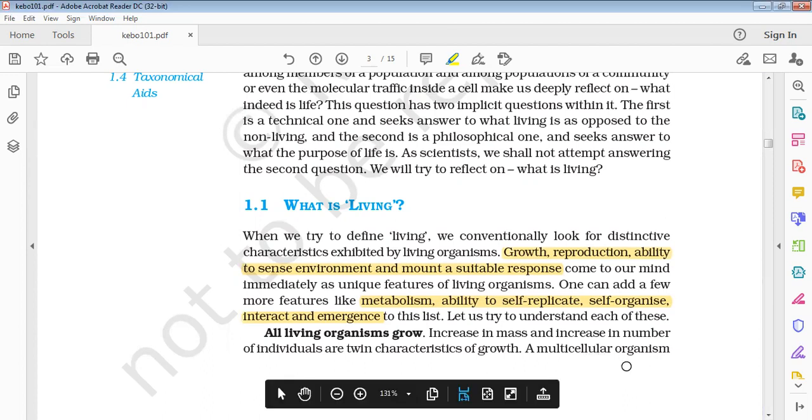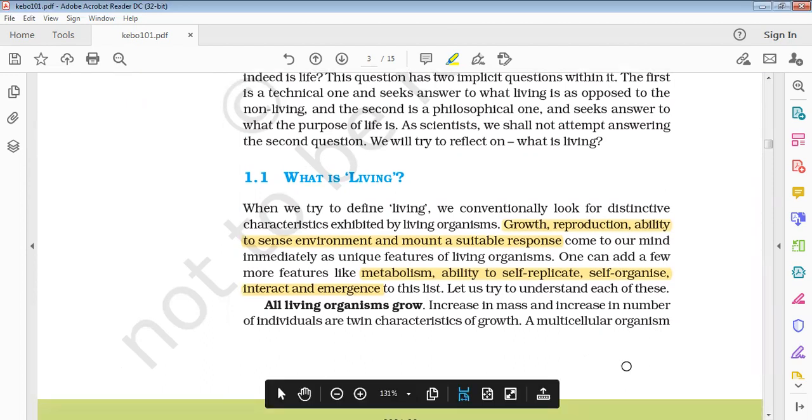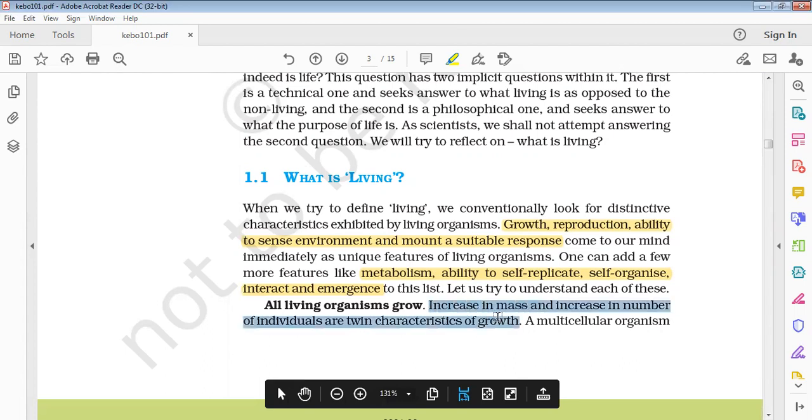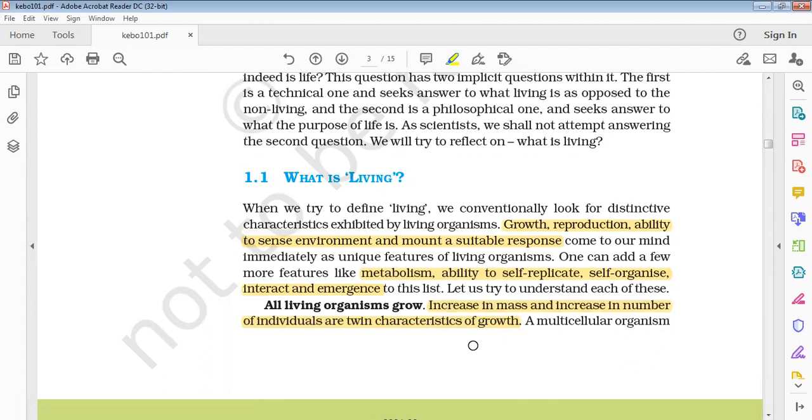So what is growth? We know that all living organisms grow. How do you define growth? We can simply define growth as an increase in mass and an increase in number of individuals. These are the twin characteristics of growth. So what are the twin characteristics of growth? It is an increase in mass and an increase in number of individuals.